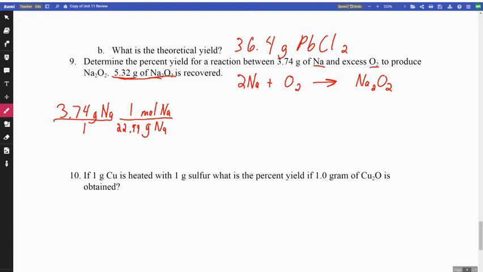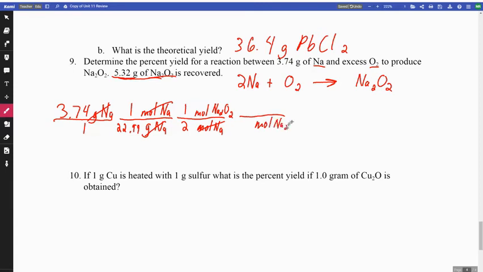Yep. Grams of Na cancel out. We're left with moles of Na. That is not where we want to be. Moles of Na on bottom. We're converting to moles of Na2O2. So that's our mole to mole ratio. Moles of Na is 2. Moles of Na2O2 is 1. Moles cancel out. Moles of Na2O2 is left.